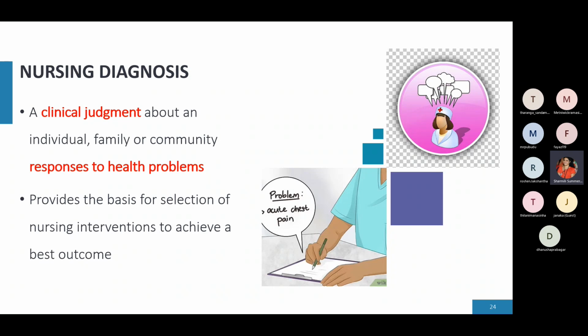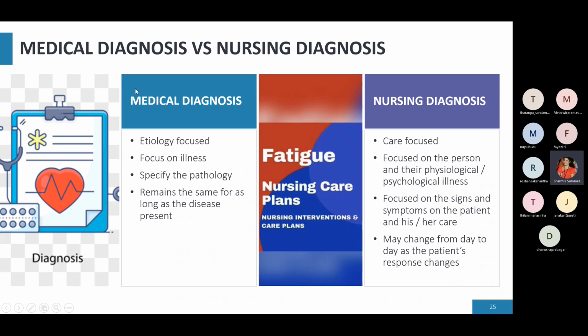So once you identify those problems, according to the problem, you are going to plan an effective management and then implement that management in order to achieve your health outcome. So this is what we call nursing diagnosis. Here you can identify the difference between medical and nursing diagnosis.